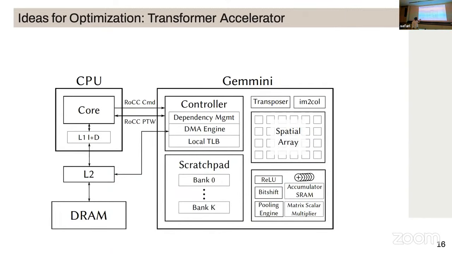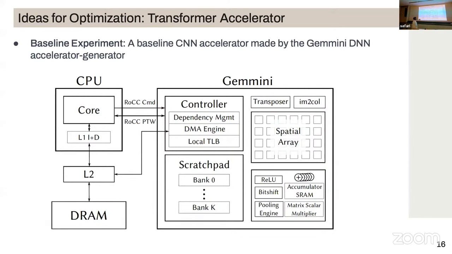So at Berkeley, they've made a piece of software called Gemini. And Gemini is an interesting thing because it's actually a deep neural network accelerator generator. I had not heard that word before, but what it does is you give it some input requirements of what you need to perform with a model, and it proposes an architecture for an accelerator. And they had previously already built a hardware chip based on this Gemini generator, which was meant for CNNs. And it looks like this.